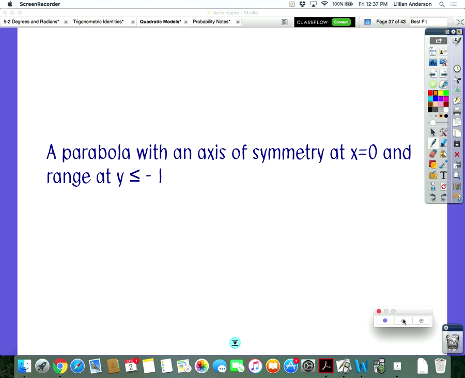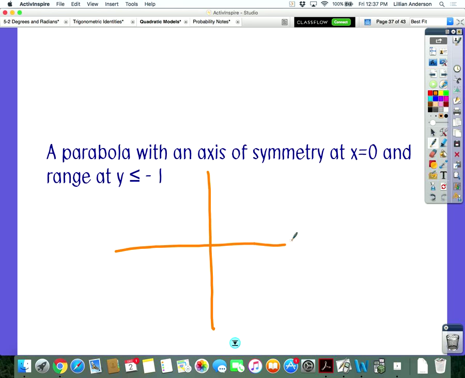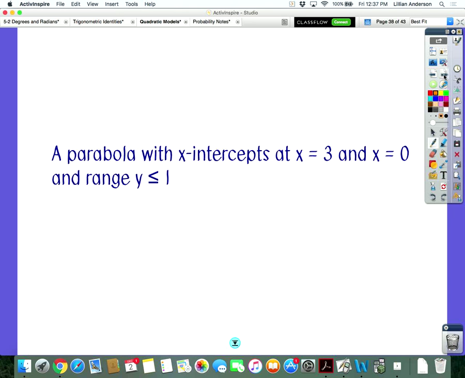But, yes, if your axis of symmetry is x equals 0, that means that the vertex has to lie on your y-axis. And on top of that, the range is everything less than or equal to negative 1. So it was on the y-axis at negative 1 going down. Some of you guys had it originally at (0, 0). But the range is based off of the max or the min, so the vertex is located there. Good stuff. Here's the next one.